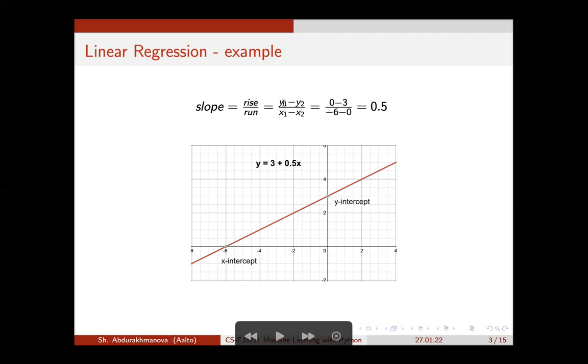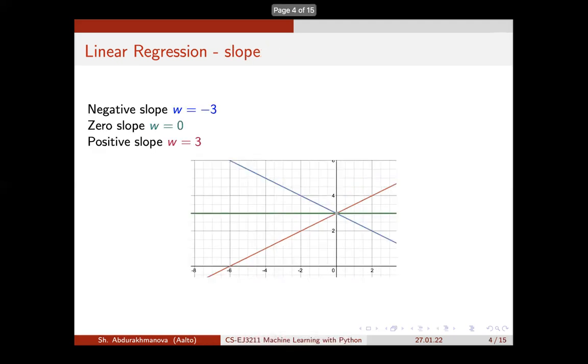So we need to compute the difference between the y coordinates and x coordinates of these 2 points, and then compute the ratio of those. And this ratio is 0.5, and actually it's the same as the slope in the equation. So it just shows how steep this linear function is.